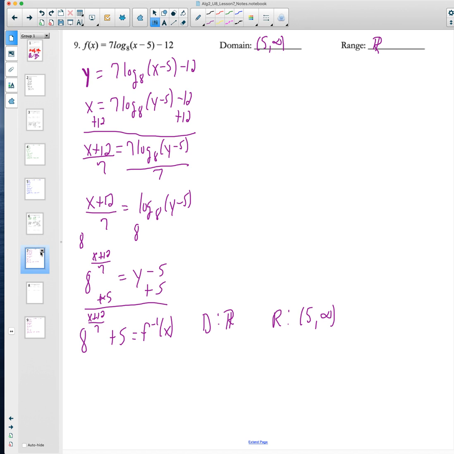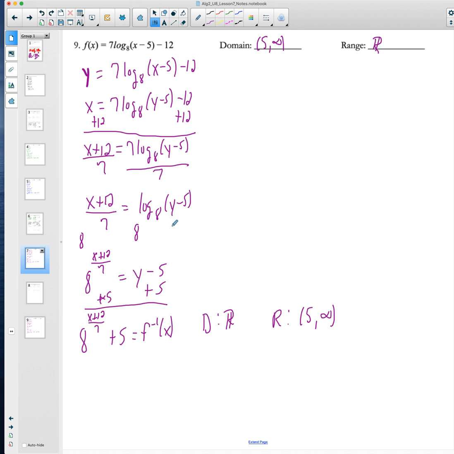So start with our domain. Hopefully you have 5 to infinity, and then the range is all real numbers. Now if I flip my variables, I have x equals 7 log base 8 of (y minus 5) minus 12. So the first step should be to add 12 to both sides, and then you should divide by 7, and that would isolate our logarithm. So we get (x plus 12) divided by 7 equals log base 8 of (y minus 5).